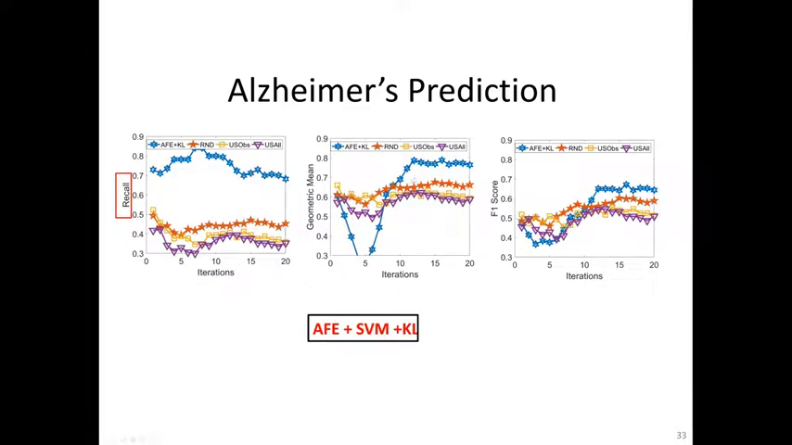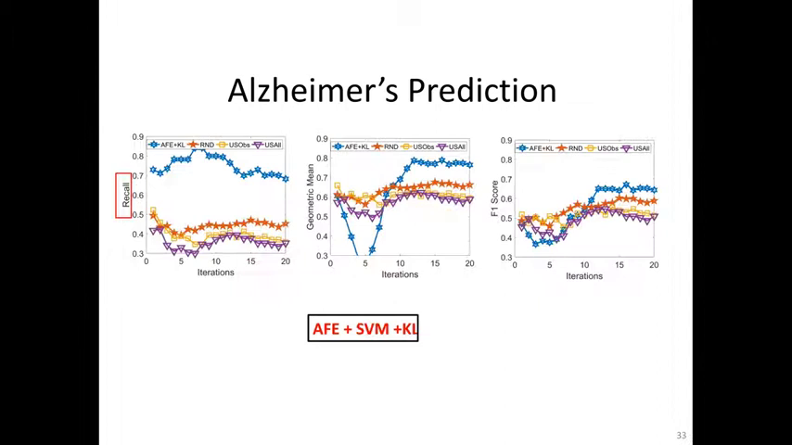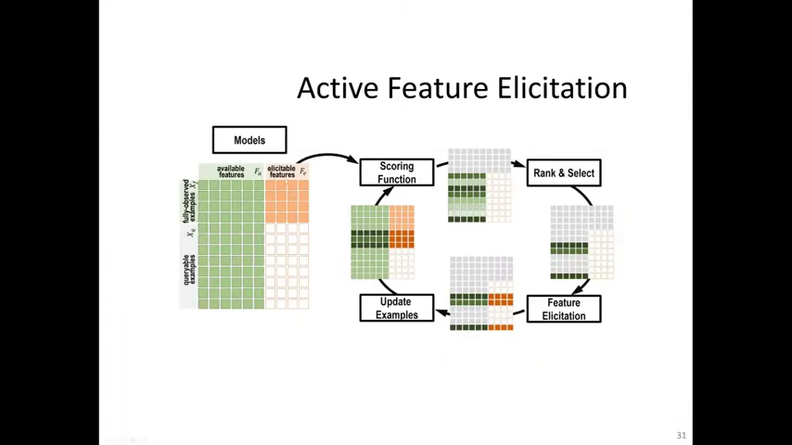So later iterations of support vector machine with KL divergence had good results, and we have similar results in other learning methods as well. And then what we did was, in this case, we assumed that all the elicitable features have equal cost. And that's not true.